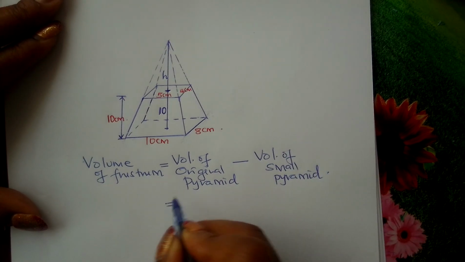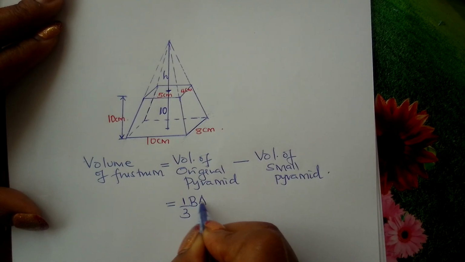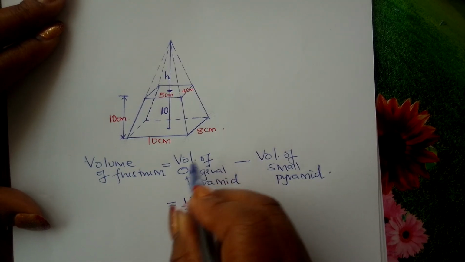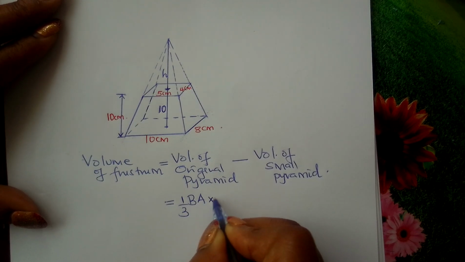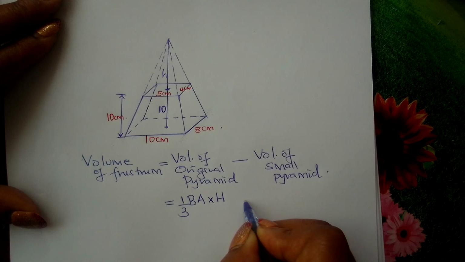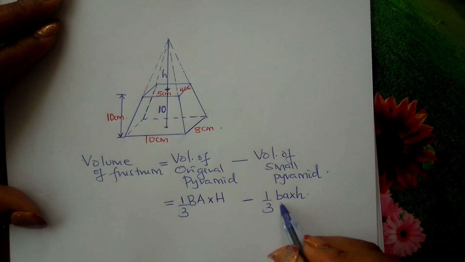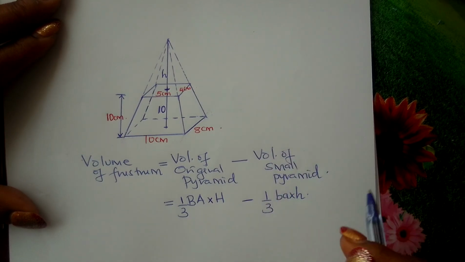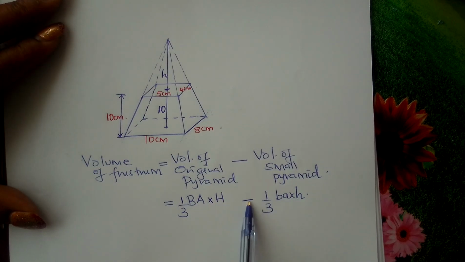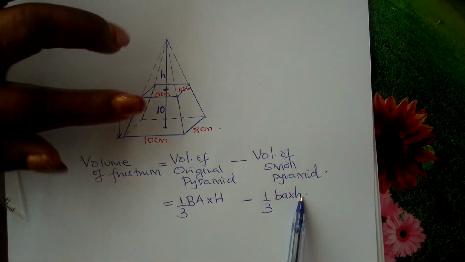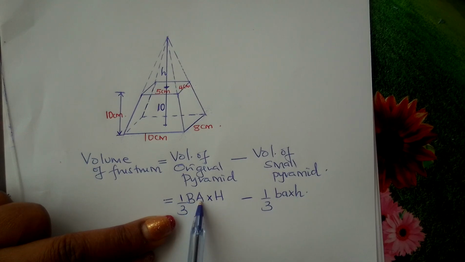So learner, how do we find the volume of a pyramid? It is a third base area times height. You can write it using capital letters for the original, bigger pyramid: a third base area times height, capital H, minus a third base area times height, using small letters for the small pyramid. So it is a third base area times height for the big pyramid minus a third base area times height for the smaller pyramid.